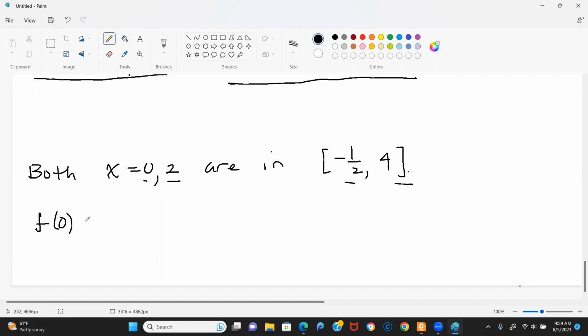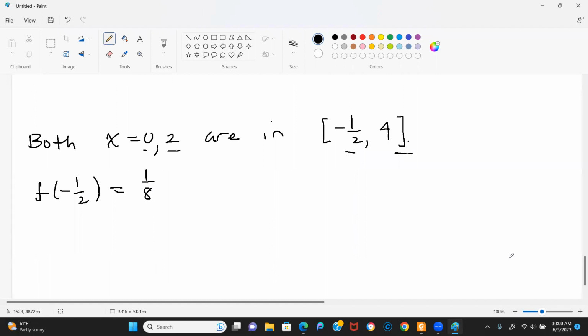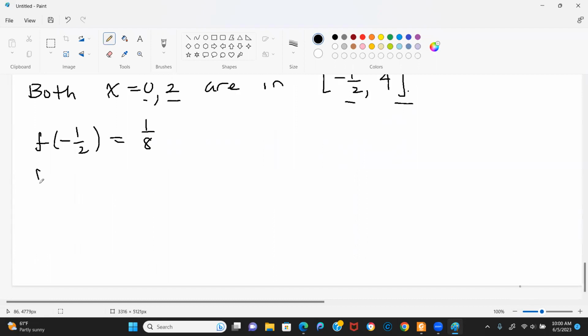So let's do it in increasing order. f of -1/2 is going to be, I'm not going to go through the calculation, but if you do that, you get 1/8. If you do f of 0, you get 1. So far this one's the bigger one. If you do f of 2, you get -3. Okay, so far that's the smallest. And then f of 4 is going to be 17.